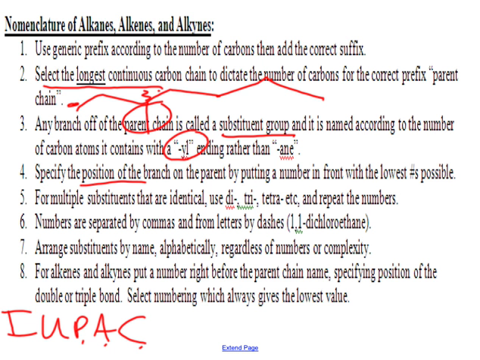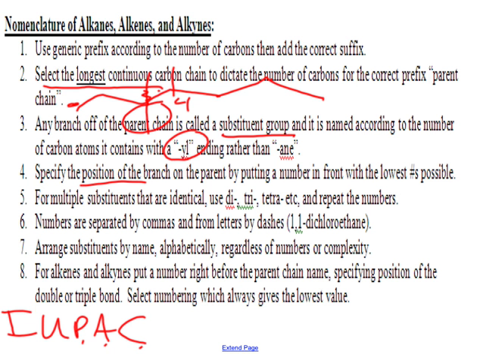If you have multiple substituent groups that are identical, you use di, tri, tetra in addition to numbers. So let's say I had that. This is 1, 2, 3, 4. This would be a 3, 4 dimethyl group. We wouldn't say 3-methyl, 4-methyl. When the groups are identical, we combine them and we say 3, 4 dimethyl. If they're on the same carbon, we'd say 3, 3 dimethyl.